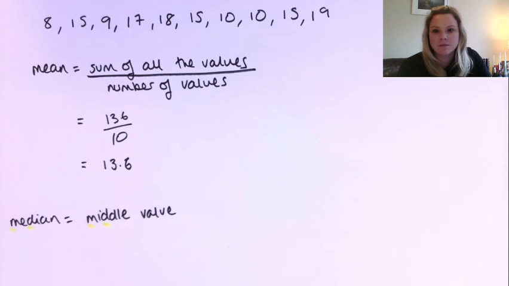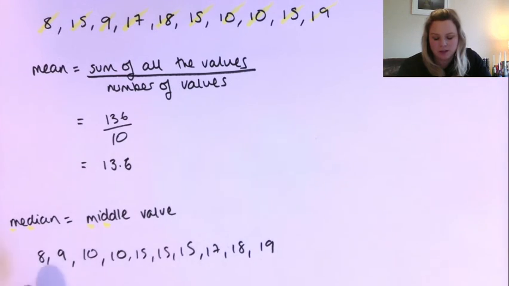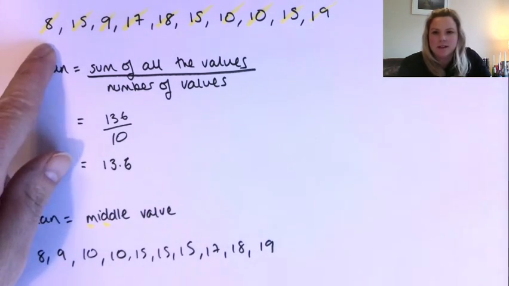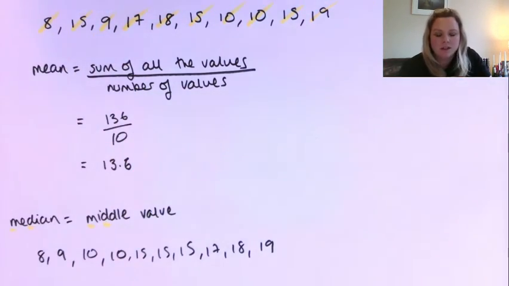The next average that we need to be able to do is the median. So the median is the middle value. And before we do that, we need to list our values in order from smallest to biggest. Okay, so I've got that done. I've listed them in order, and you can see here as I was doing that, I was scoring these out, and then it meant I'm less likely to miss one or to list one twice or anything like that.